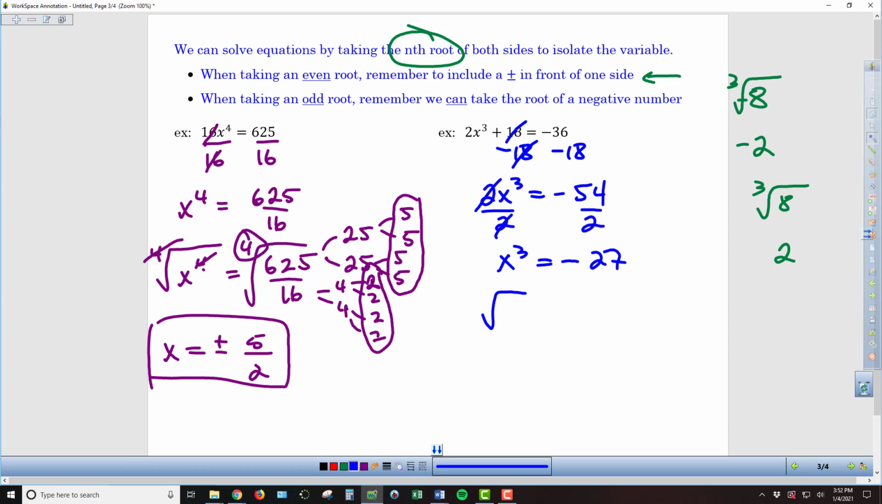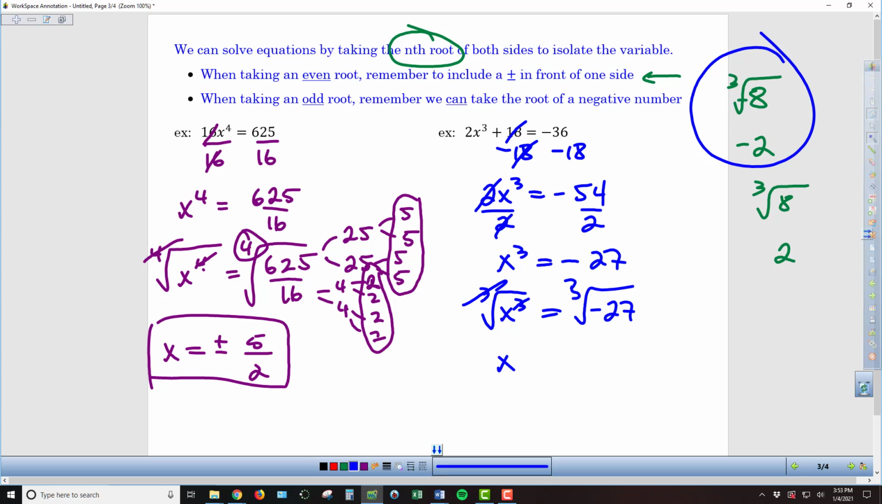So I'm going to take the cube root of both sides to match the exponent that's on the x. So I'm taking the cube root of negative 27. Now again, we don't have any imaginary numbers or anything like that we have to deal with because we are allowed to take the cube root of a negative number like what we saw here. So the cube root and the cube here cancel each other out, so I get just x.